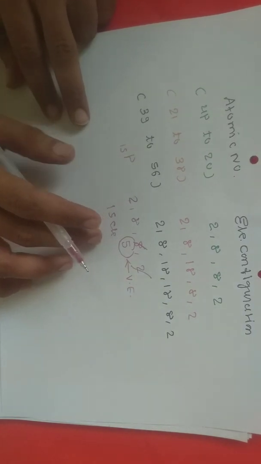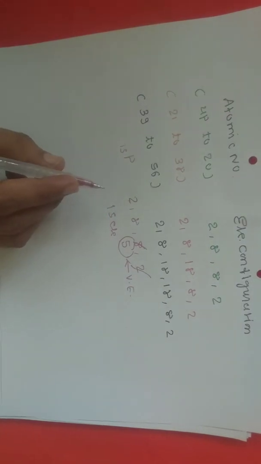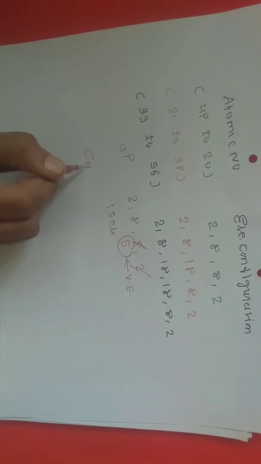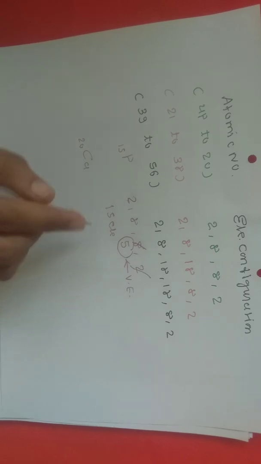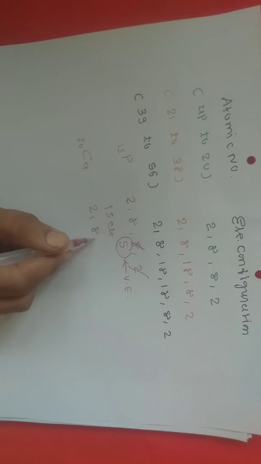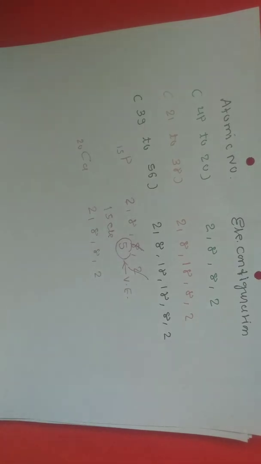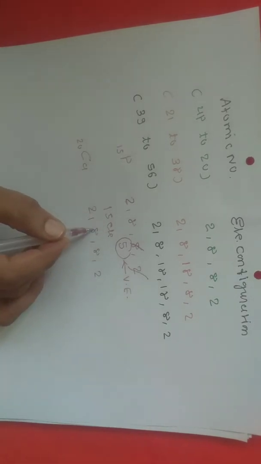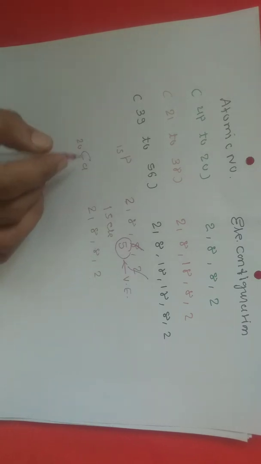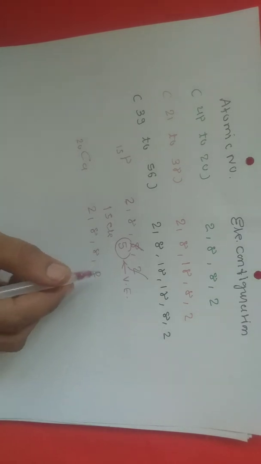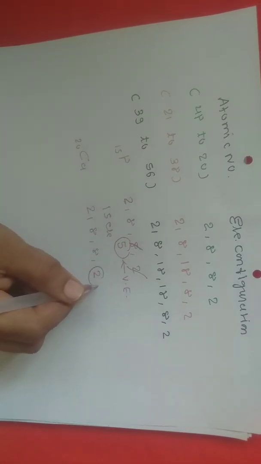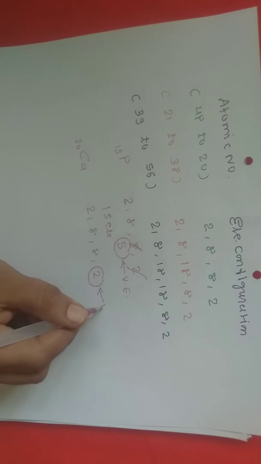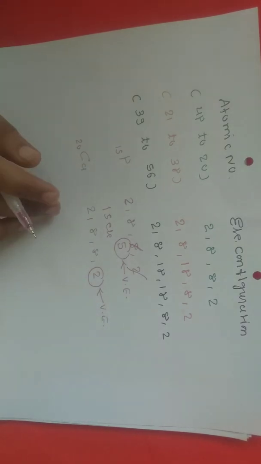Let's take one more example, say, calcium. Calcium has atomic number 20. So the electronic configuration again for 20 is 2, 8, 8, 2. 2 plus 8, 10, plus 8, 18, plus 2, 20. So this standard electronic configuration exactly complies with this atomic number. So I will say the last digit is my valence electron. So 2 is the valence electron.